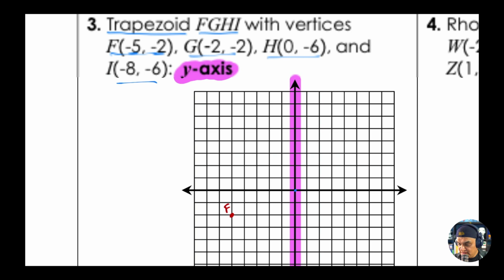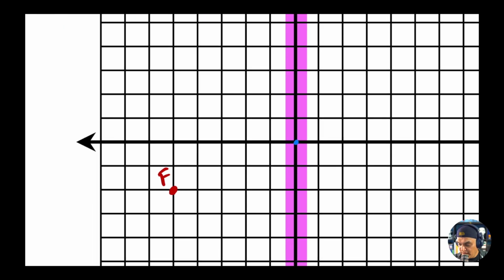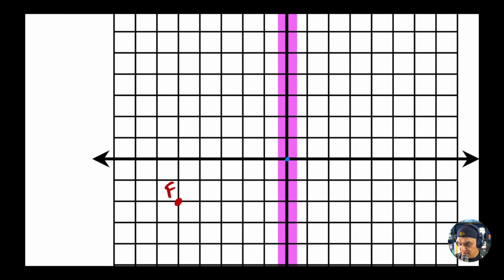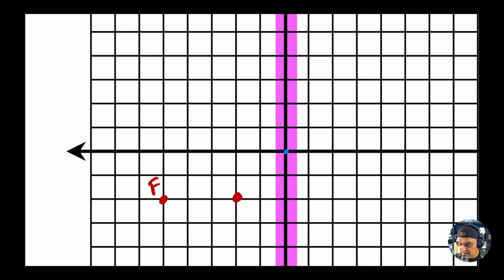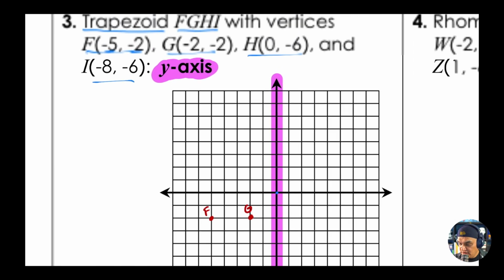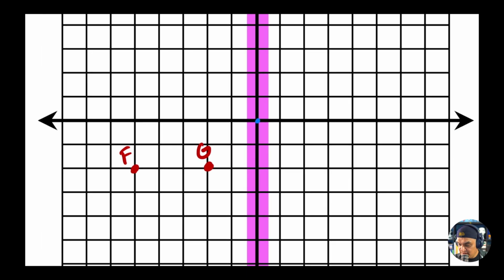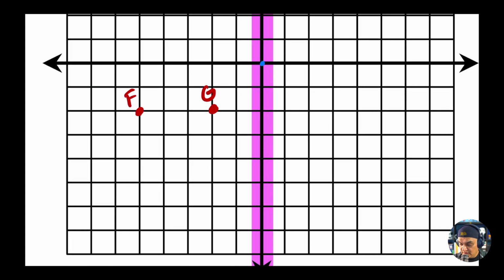Okay. G is -2, -2, so that means I go backwards 2, down 2. Which is right here. That's my G. H is 0, -6. That means I don't go forward or backwards. I go on the x-axis 0, and I go down 6. 1, 2, 3, 4, 5, 1, 2, 3, 4, 5, 6 right here. And that's H.